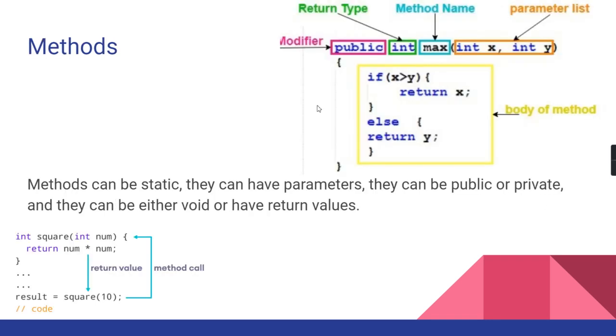Methods. This is how you actually do anything with your objects, basically. There are two general types of methods. They're called getters and setters. There are more legitimate names for those, but they're typically called getters and setters. Those are the basic methods.